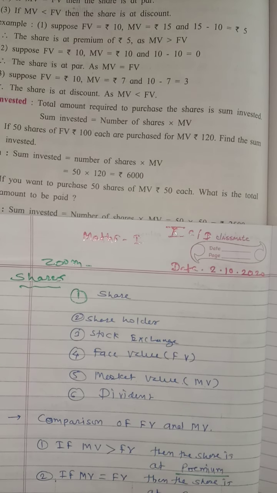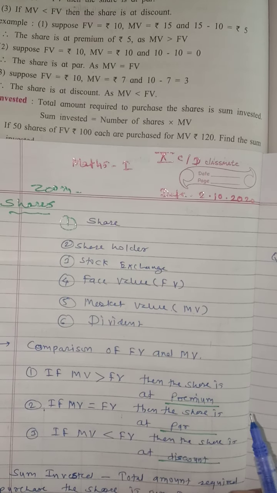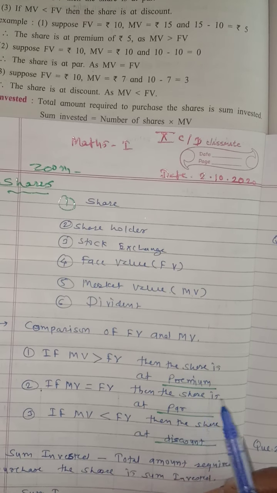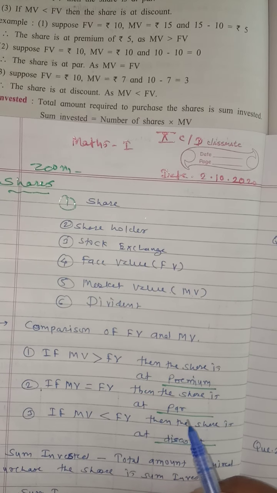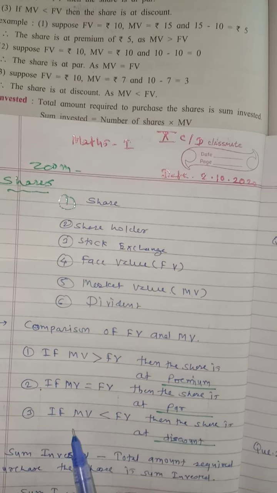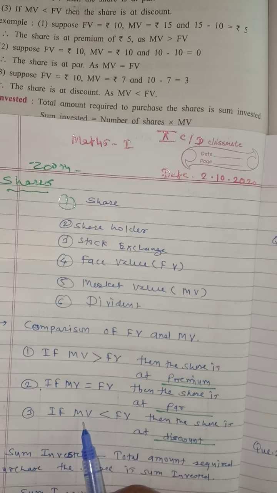If MV is greater than FV, meaning market value is greater than face value, then the share is at premium. Second, if market value is equal to face value, then the share is at par. And when market value is less than face value, then the share is at discount.